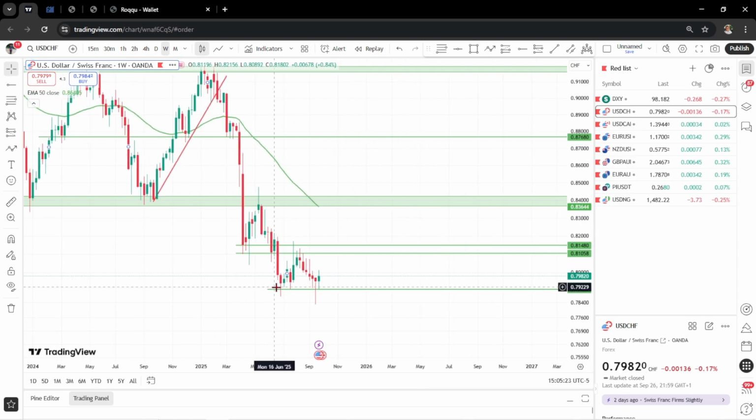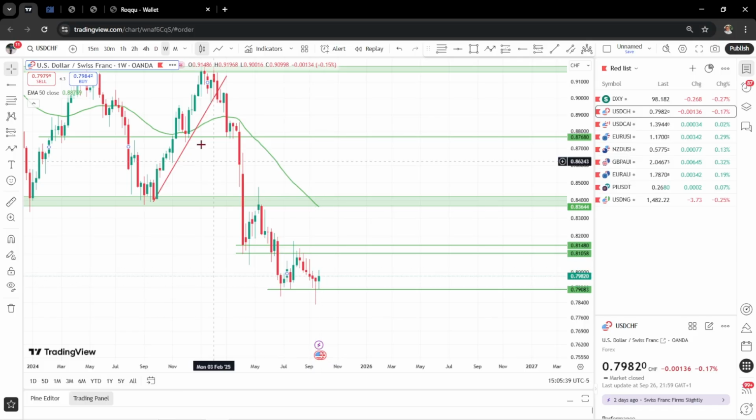You guys can see the market refused to break above and below it. It came here and it wicked, giving us this long wick. Same thing, this is a pin bar, a long wick, and now it closed with a bullish weekly candle.